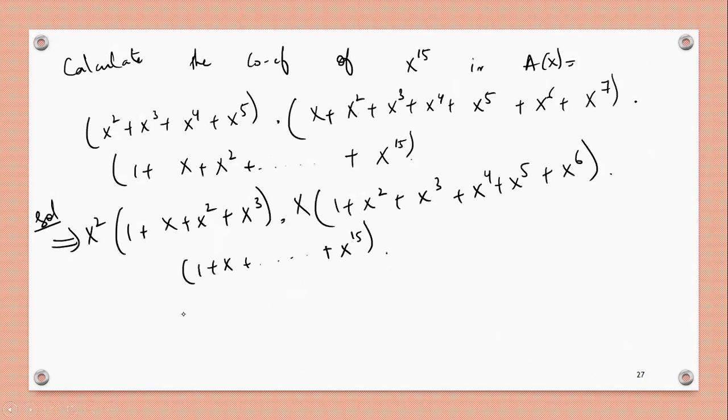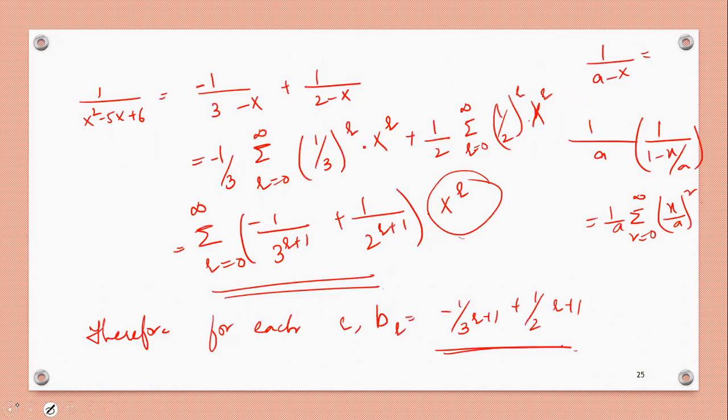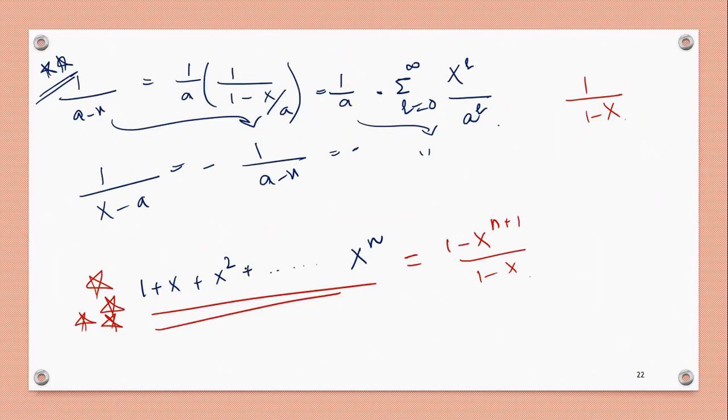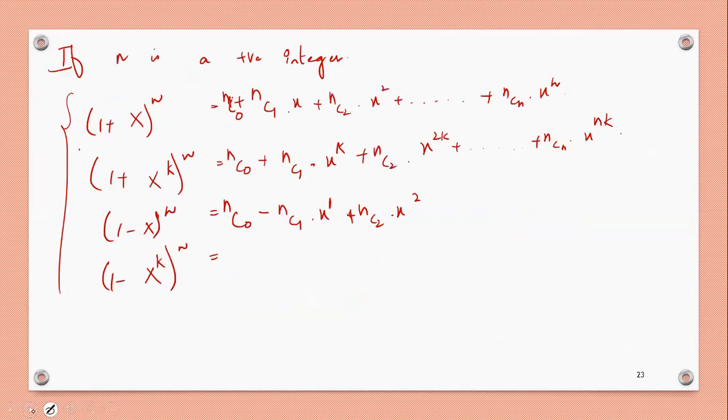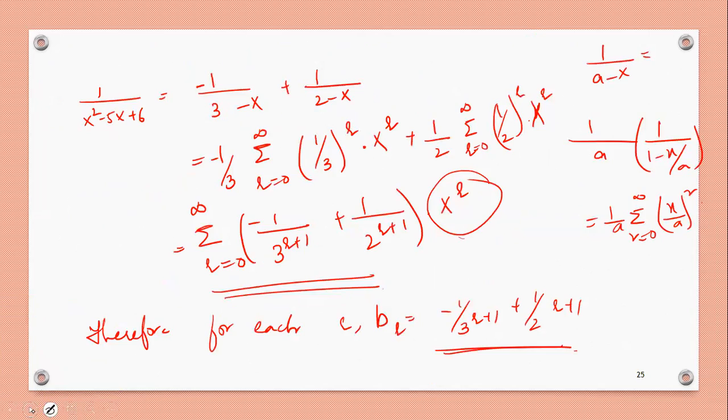Now this 1 plus x plus x square plus x cube, if you remember, we have already seen an important formula for this. If it goes on till some nth power, then the formula is given as follows: (1 minus x whole power n plus 1) by (1 minus x). So let's use that formula.